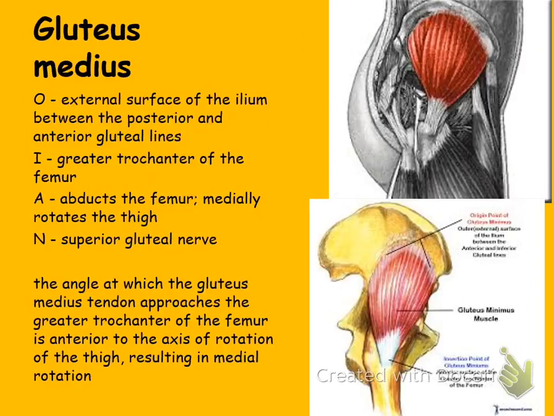Gluteus medius. Okay, a little smaller muscle than the gluteus maximus. That's why they call it medius, of course, right? Originates on the external surface of the ilium, inserts on the greater trochanter of the femur. So it abducts the femur. It pulls your legs open, spreads them, and immediately rotates the thigh. The maximus rotates it outward. The minimus rotates it inward. It's kind of a counter movement there.